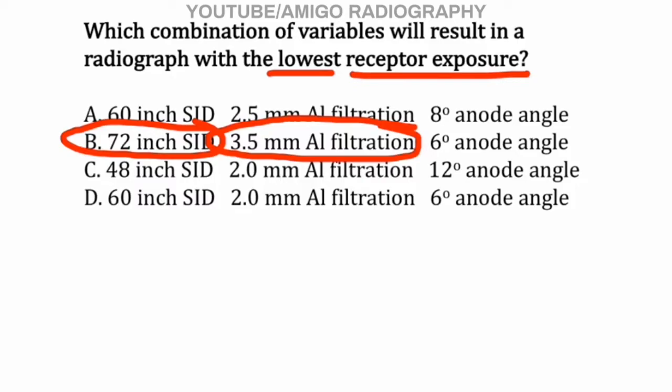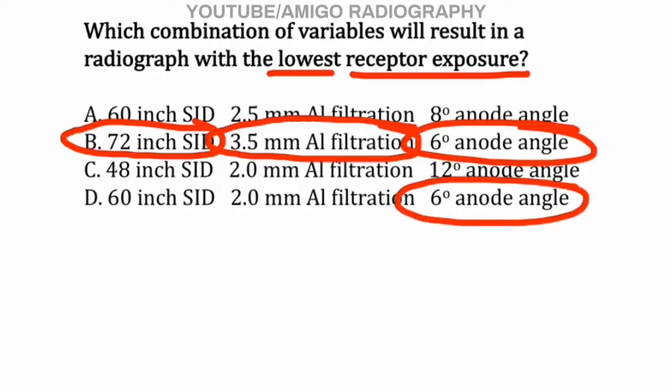And then finally, let's look at the anode angle. The smallest anode angle is going to result in the worst anode heel effect. And that just means there are going to be more photons absorbed in the heel of the anode. And in this case, we have two examples of a low anode angle, 6 degrees and 6 degrees. And it's really obvious that B is going to be the correct answer because it has the largest SID, the most filtration, and the lowest anode angle, which will result in the most anode heel effect.